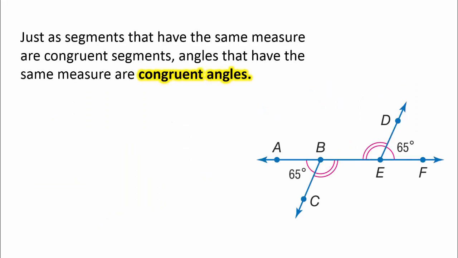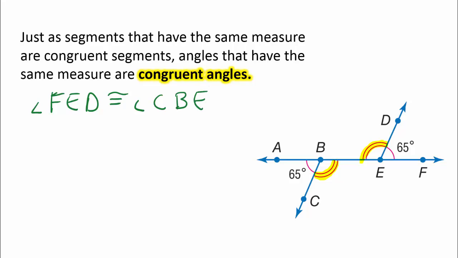Just as segments that have the same measure are congruent segments, angles that have the same measure are congruent angles. You notice the notation that we use for showing congruent angles are just little arcs that we have inside of the angle. So again, if you've got 2 arcs, it would be congruent to the other angle that has 2 arcs, and we would write it out just like we would congruent segments. So in this case, it'd be angle FED is congruent to angle CBE.